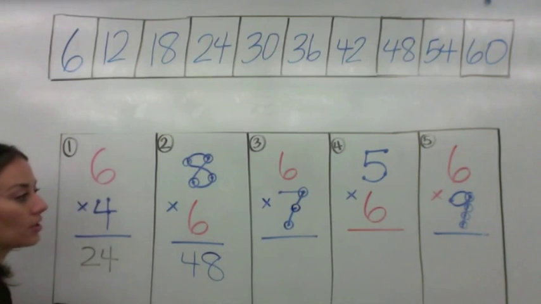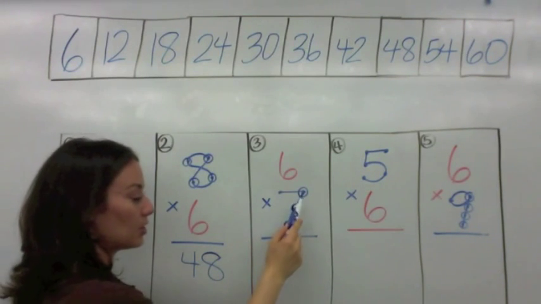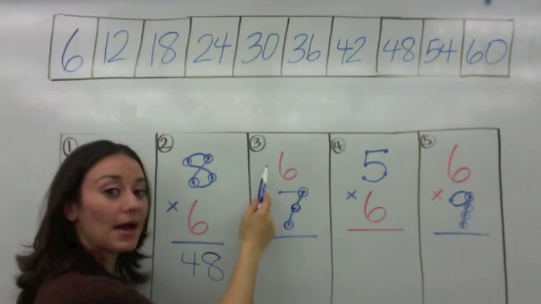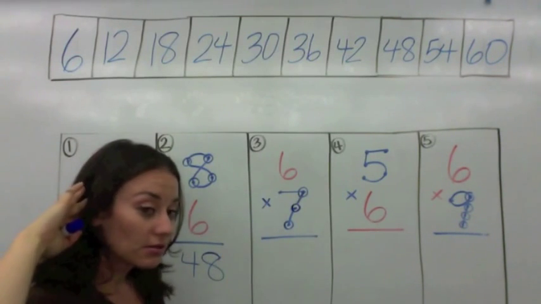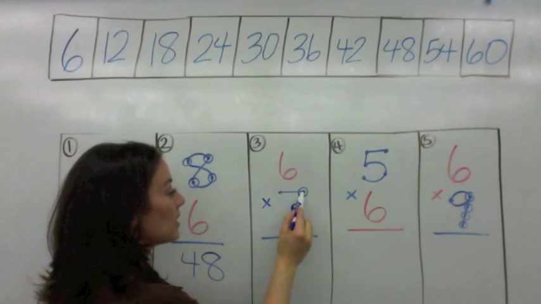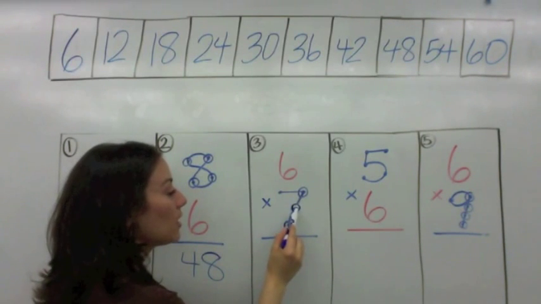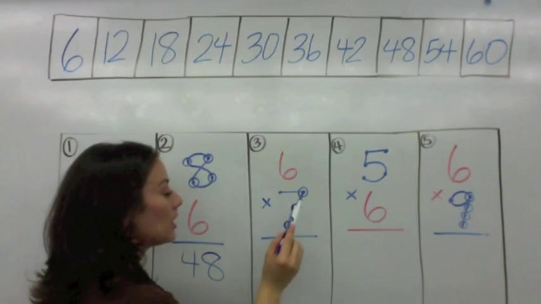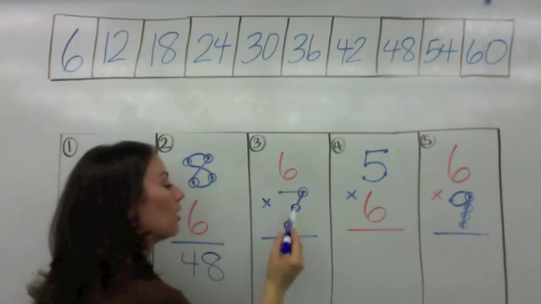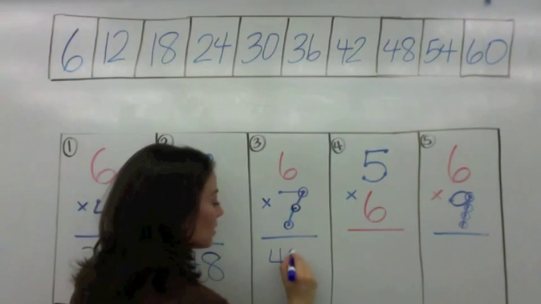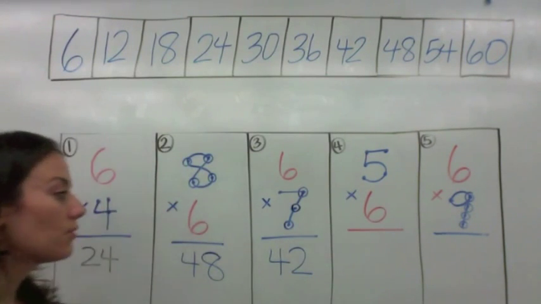48. Very good. Let's try this one. Okay, double dots, you touch twice. You're going to skip count by 6. How many times? 7 times. You're going to say 6, 12, 18, 24, 30, 36, 42. What's this one? 42. Okay, 6 times 7 is 42.